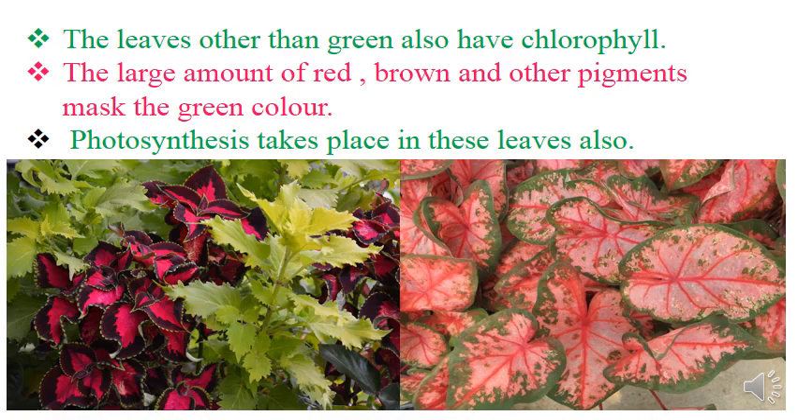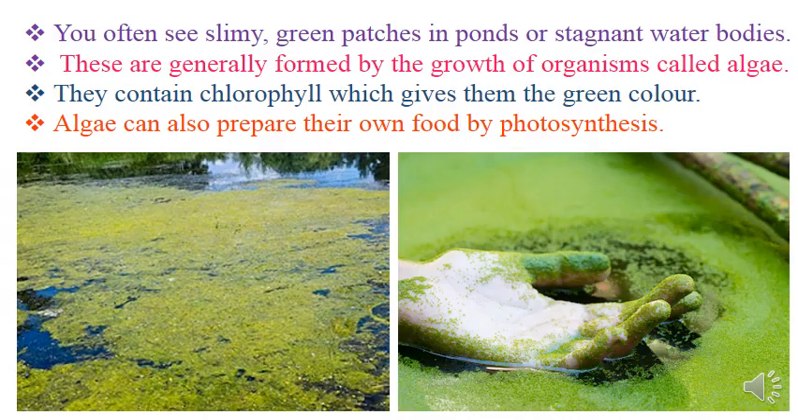They are also autotrophs. You can often see slimy green patches in ponds or stagnant water bodies. We call it patchy, right? These are generally formed by the growth of organisms called algae. They contain chlorophyll, which gives them the green color.